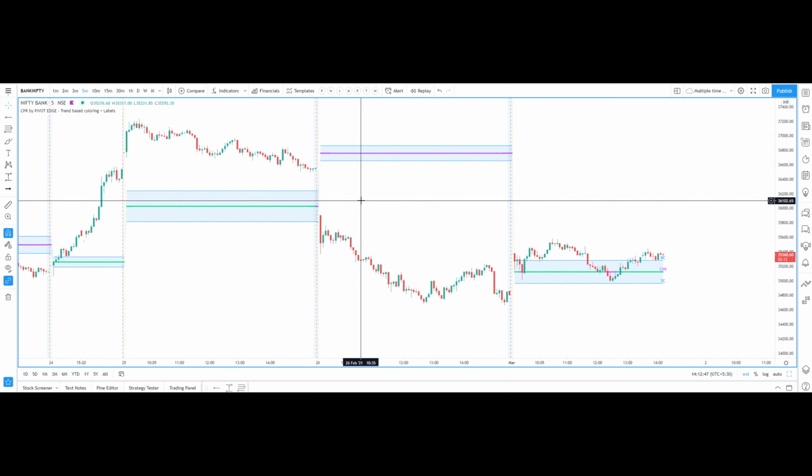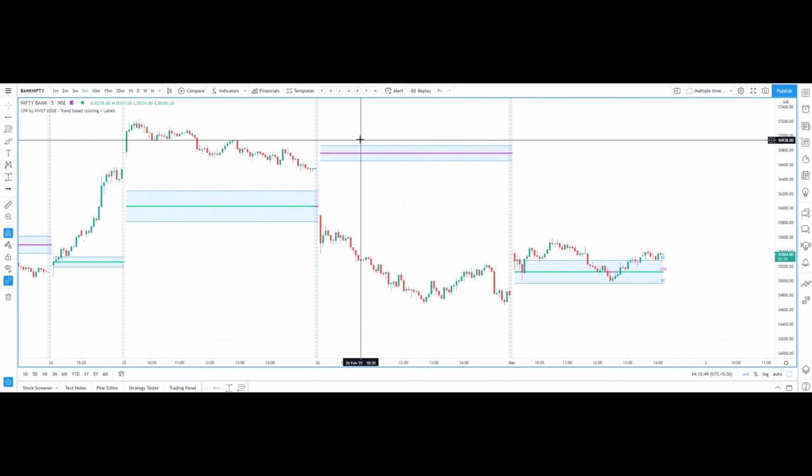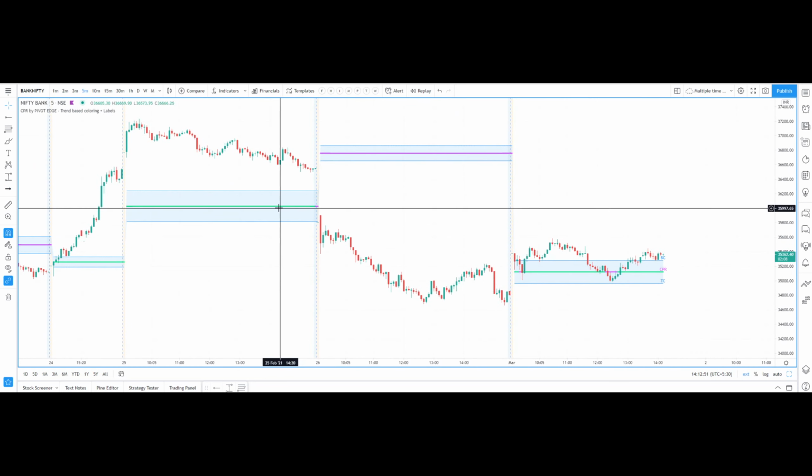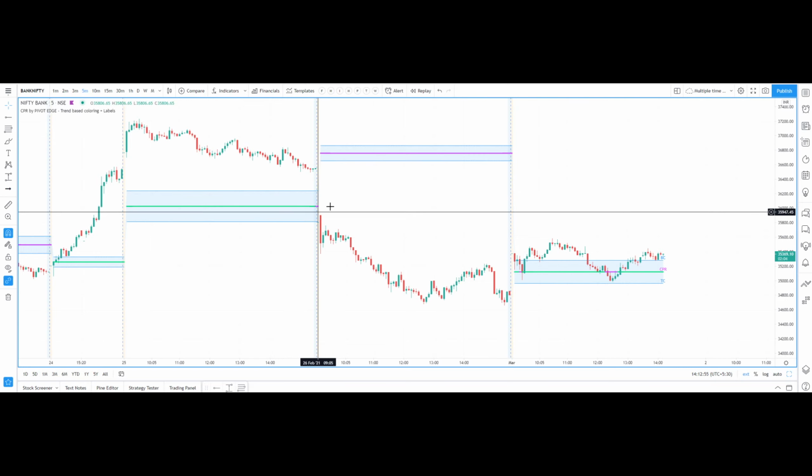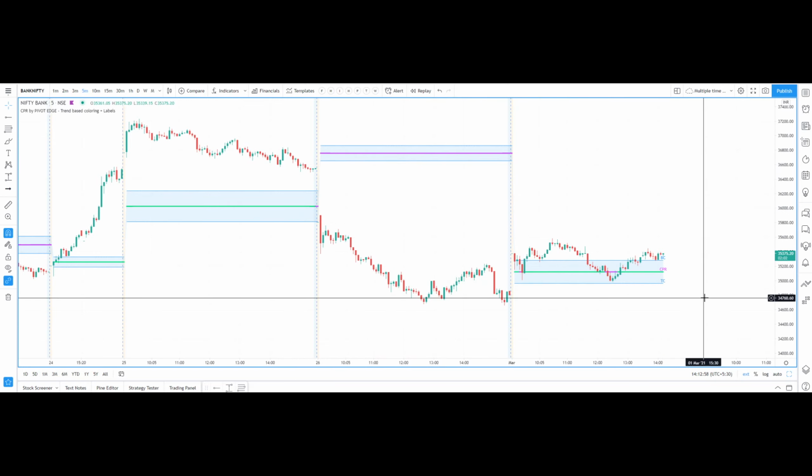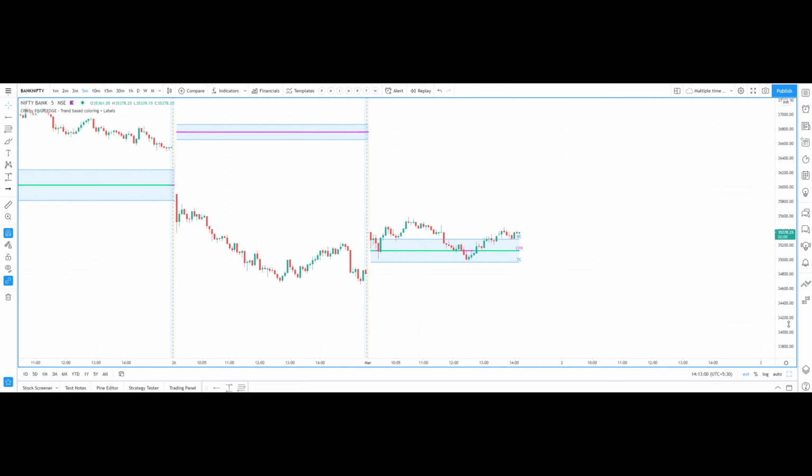Okay, so here you can see this band. It consists of three lines. The central line is called the central pivot. The top two are the range of this pivot, and they are called the TC and BC, the top and the bottom of this central range. Now there is a calculation for each of these lines.